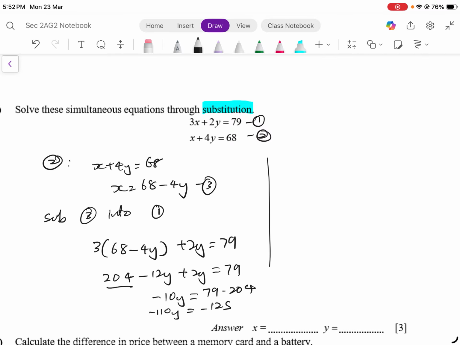So minus 10y equals minus 125, so y equals positive 12.5. Alright, so just divide. Let me show the division here.